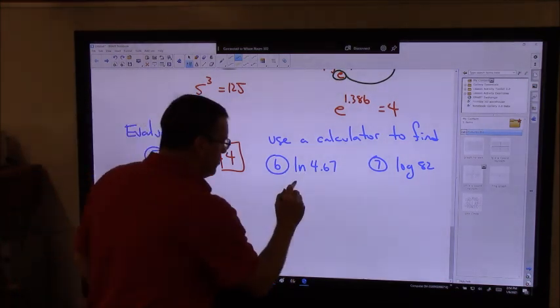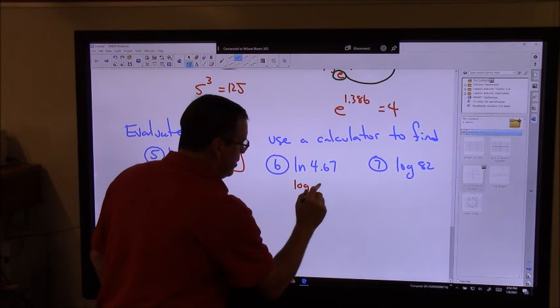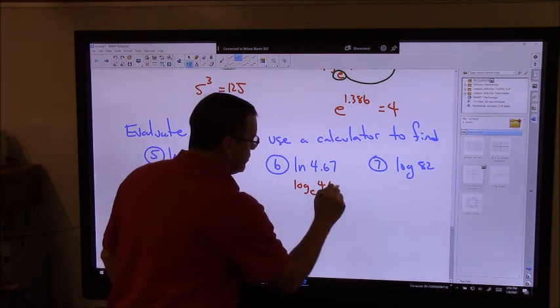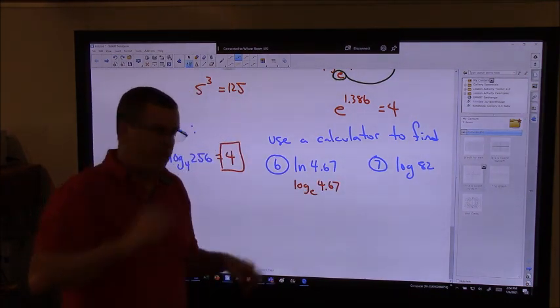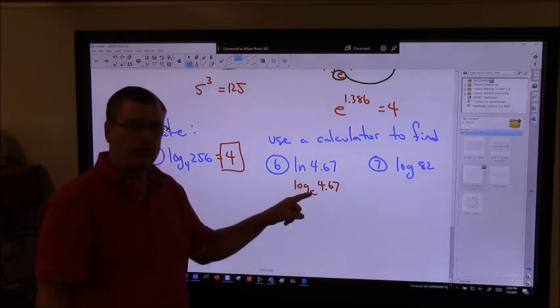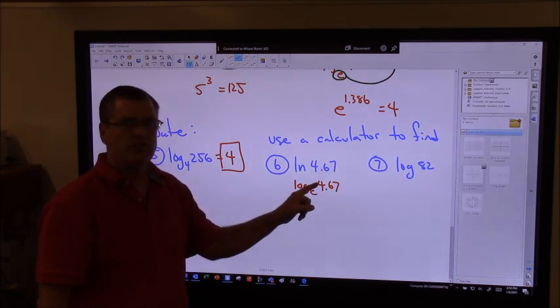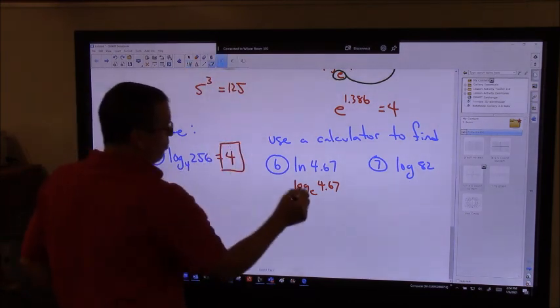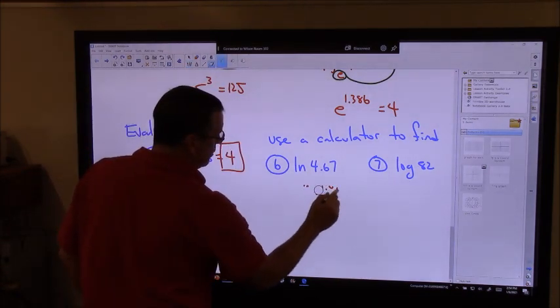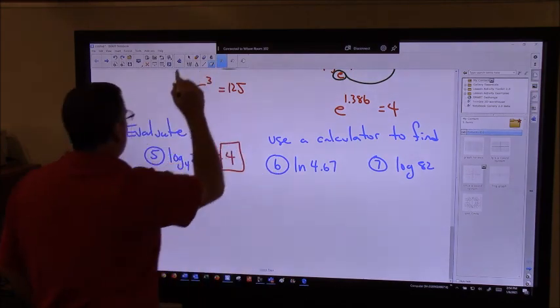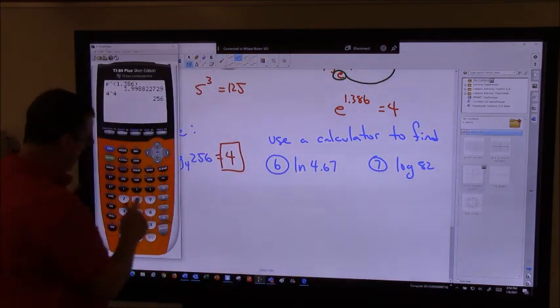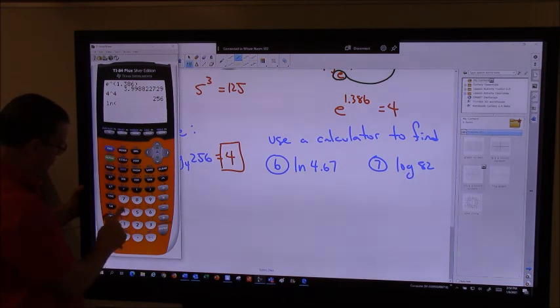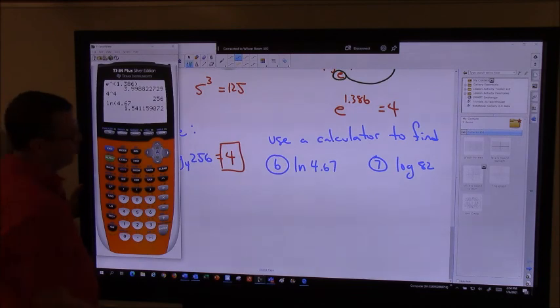This one, I know that this means log base e of 4.67. So in my head, I'm now going, okay, 2.718. Remember, that's what that number is, 2.718, raised to what power equals this? Yeah, right. That's not going to work. So they just want us to be able to hit the calculator buttons here to get this answer. So pull the calculator up. I've got natural log of 4.67, 1.541.